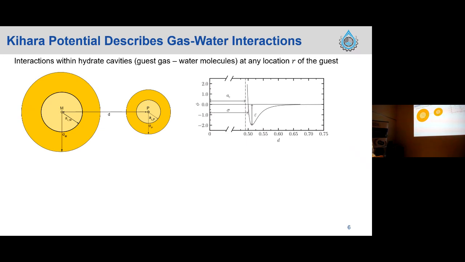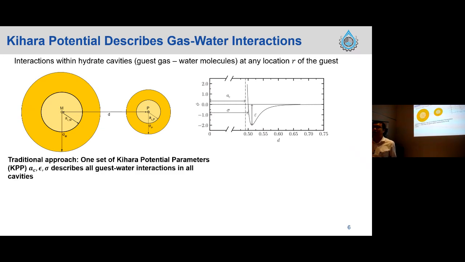If you go a bit further apart, then you reach this parameter sigma, which is the distance where there's no net attraction or repulsion between the two molecules. Finally, if you go a bit further, you'll reach a distance where you have your maximum attractive potential between these two molecules, where the attractive force is the greatest, and that's the parameter known as epsilon, the well depth. If we continue to push these molecules apart, eventually the attractive forces will dissipate. These three parameters are known as the Kihara potential parameters, and typically we have one set of these parameters to describe all gas-water interactions in all the cavity types of the hydrates.